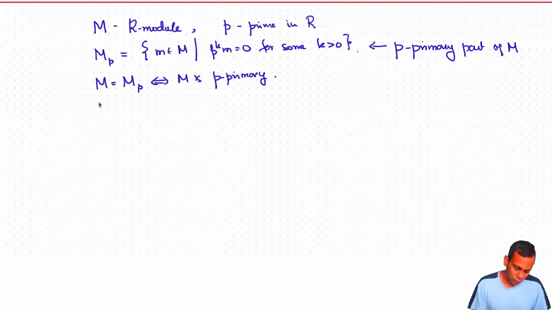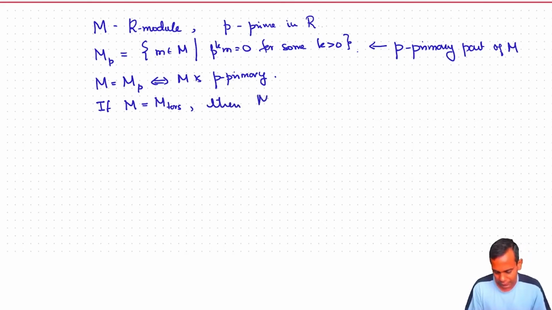We also know that if M is a torsion module, which means that every element of M is killed by some element of the ring, then M is the direct sum over all primes p in R, actually prime ideals p in R, of M_p. And here only finitely many of these M_p will be non-zero if M is finitely generated.